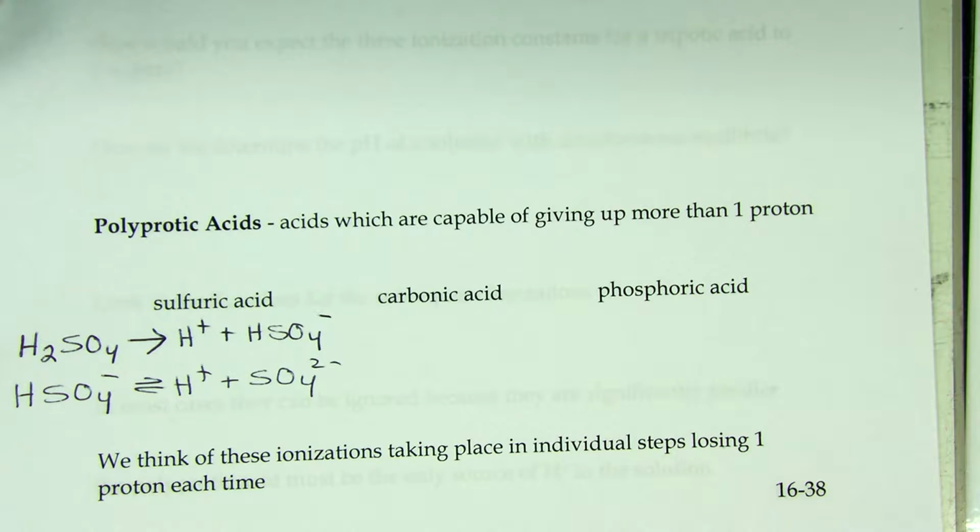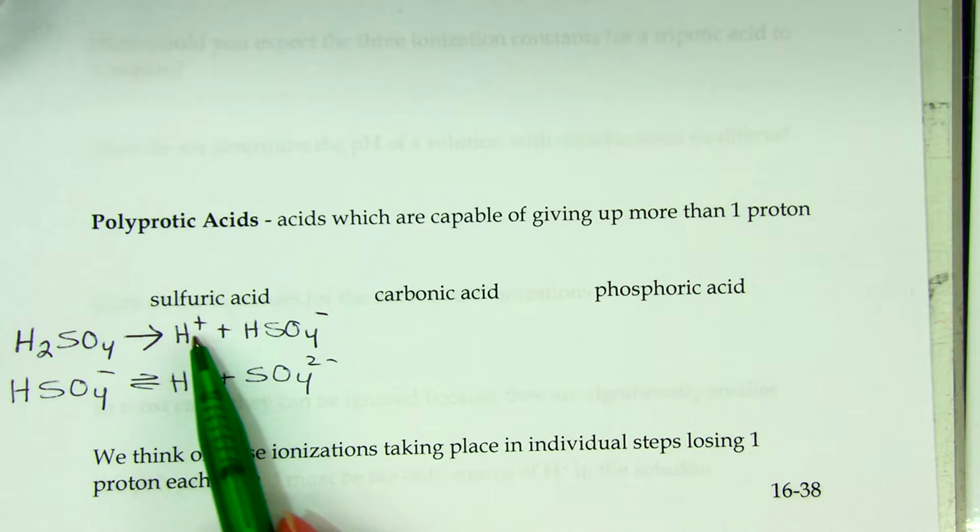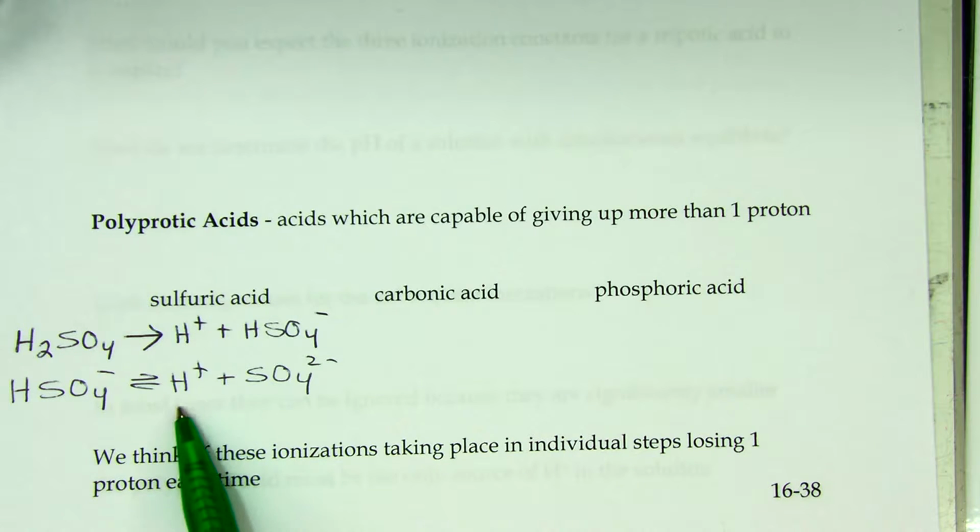Now, because we think of these ionizations taking place in steps, losing one proton at a time, we can think about this one. Most of the hydrogen ion in solution comes from this first ionization. And what we're going to see later on is that the second ionization is really insignificant. So we can often treat them just like we treat monoprotic acids.